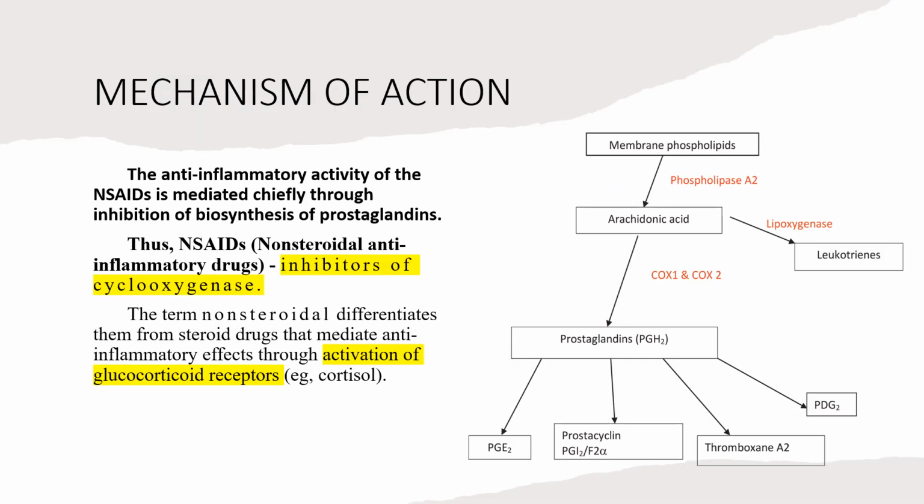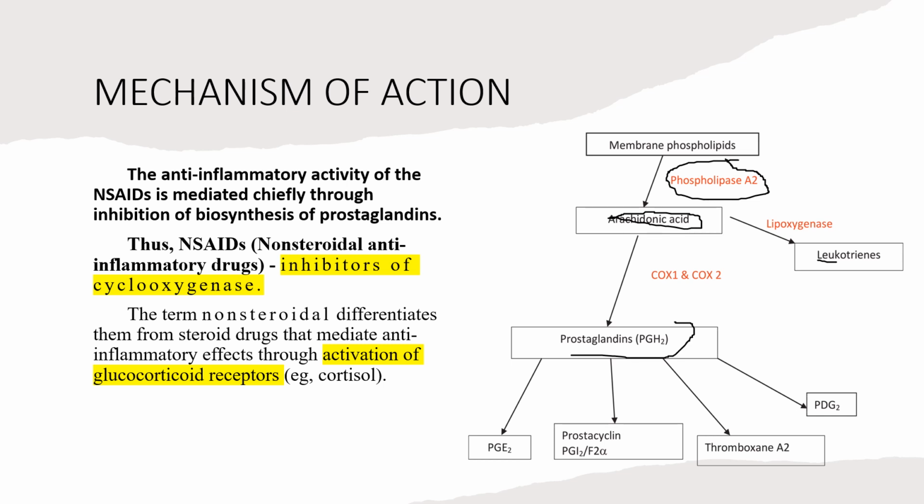Now let us talk about the mechanism of action. So guys, these drugs inhibit the COX-1 and COX-2 enzymes. Now you might be wondering, what are these COX-1 and COX-2 enzymes? Actually there is a pathway called the arachidonic acid pathway. When a stimulus comes from outside, the membrane phospholipids are cleaved by the enzyme phospholipase A2 and produce arachidonic acid. And this arachidonic acid acts as a precursor for the leukotrienes or prostaglandins.